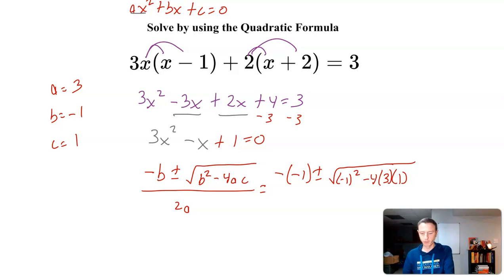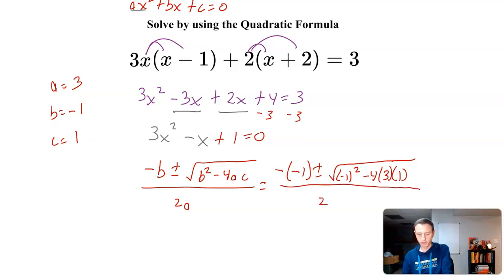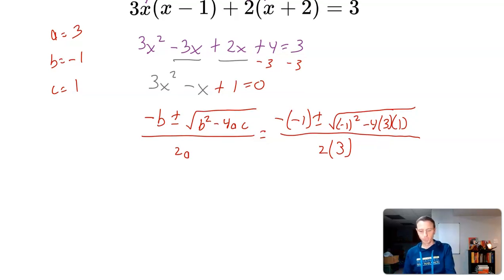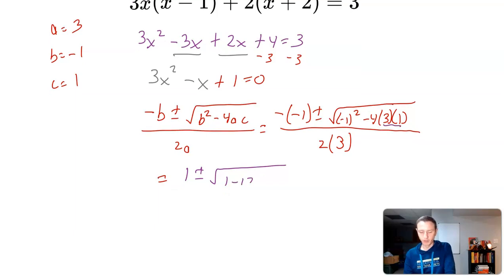So 4 times 3 times 1, all over 2 times my a term of 3. Now it's just simplifying some things out and breaking some things down. First, the opposite of negative 1 is positive 1. Plus and minus the square root. Negative 1 squared is negative 1 times negative 1, which is positive 1. Minus 4 times 3 times 1. 3 times 1 is 3. 3 times 4 is 12. Minus 12 over 6.